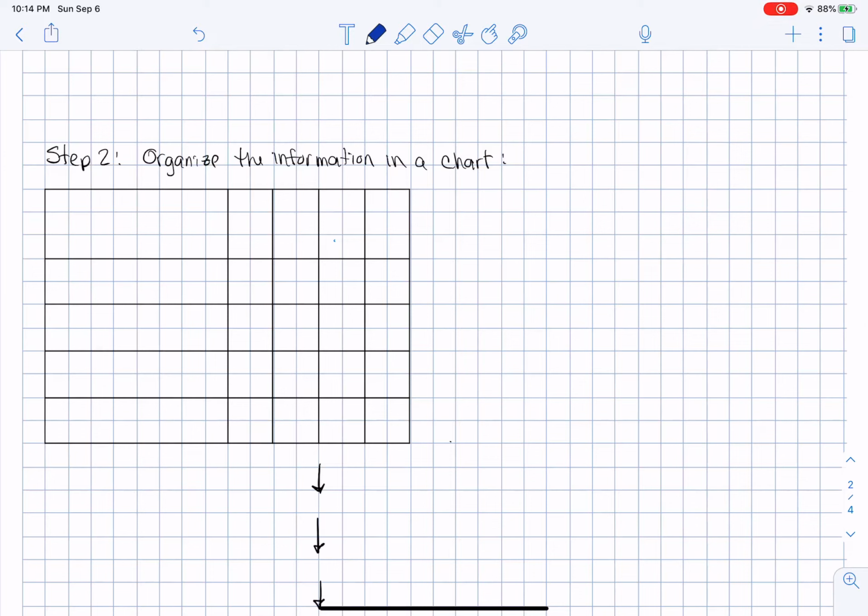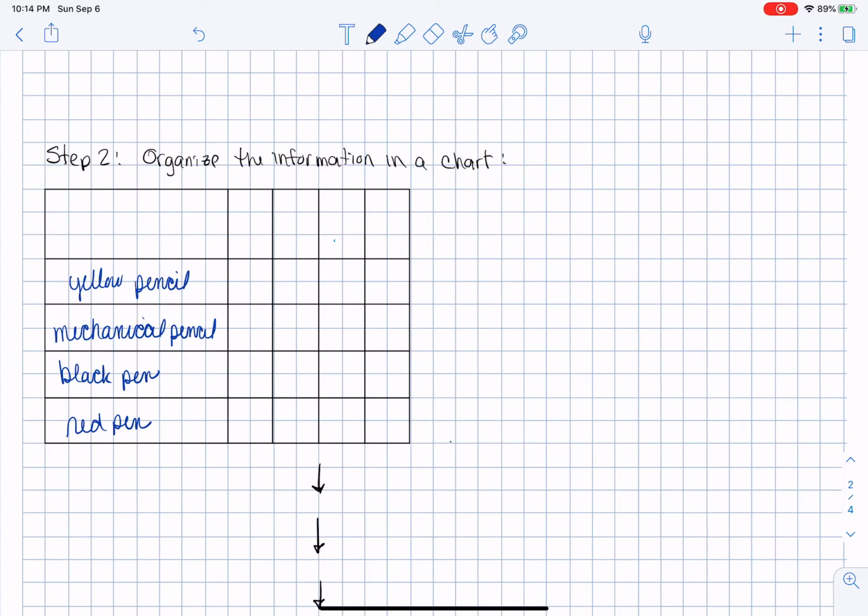And we're going to put down the side here, we're going to write down what the implements are. So we have the yellow pencil. We have the mechanical pencil. We have the black pen. And we have the red pen.